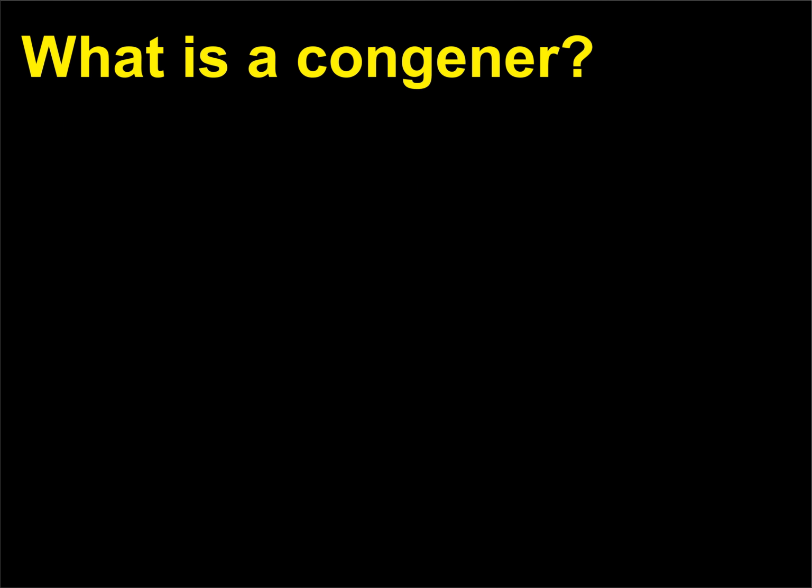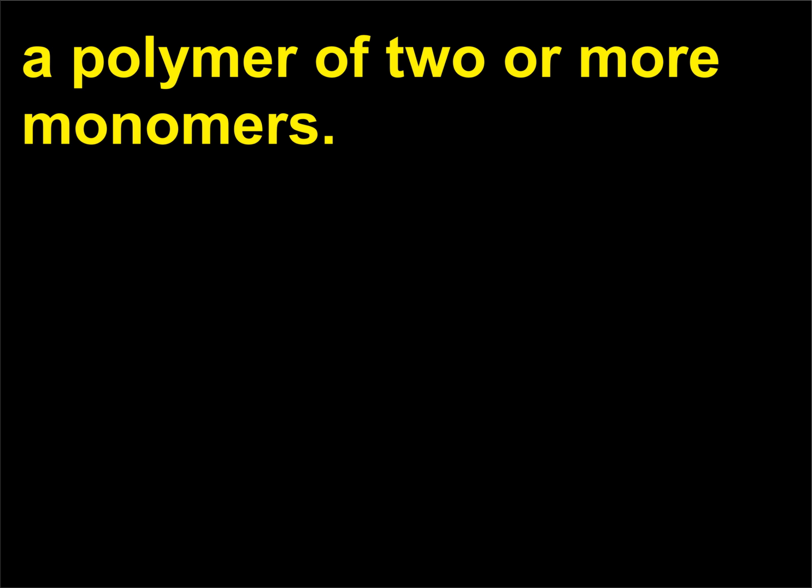What is a congener? A polymer of two or more monomers.